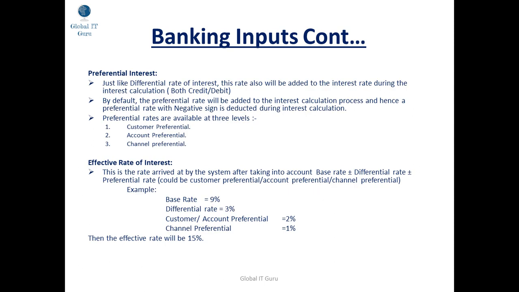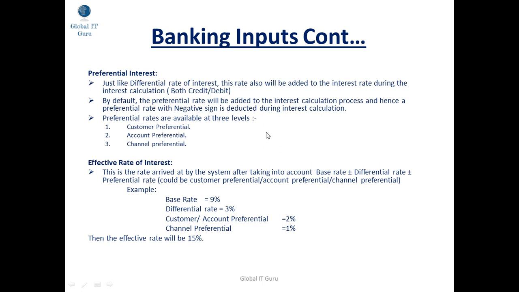Okay, coming to the next topic, we have preferential interest. What is preferential interest? Just like differential rate of interest, this rate also will be added to the interest rate during the interest calculation. So here we have both credit as well as debit. By default, the preferential rate will be added to the interest calculation process, and hence a preferential rate with negative sign is deducted during the interest calculation. So preferential rates are available at three levels: customer level, account level, and channel level. So these are the three different levels we can apply this preferential rate.